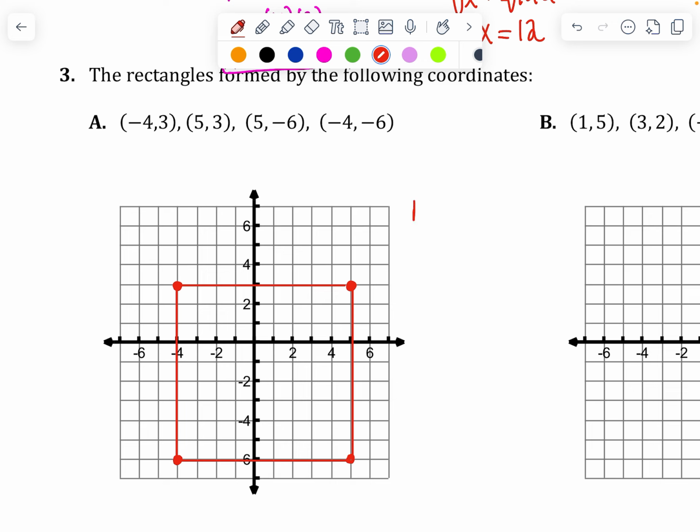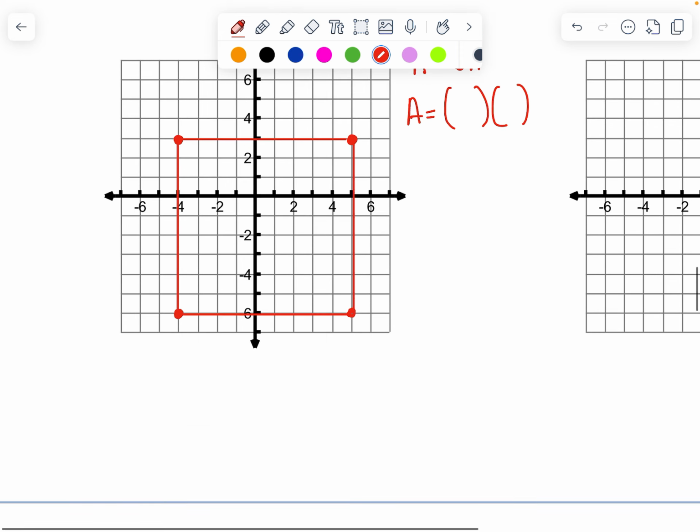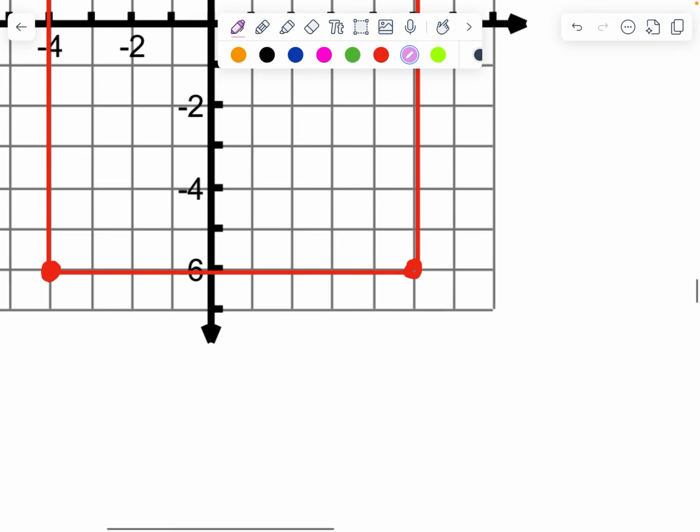I'm going to say I notice it's a rectangle. It says it in words. Area equals base times height. Area equals, I need the base and I need the height. All right, bases and heights are always perpendicular. Remember, these are square units, so we're counting how many boxes there are.